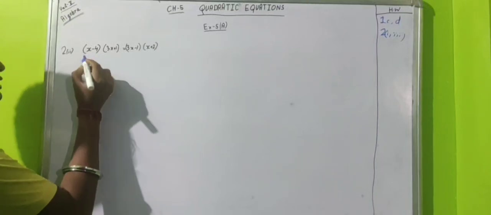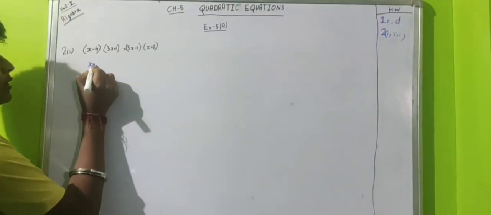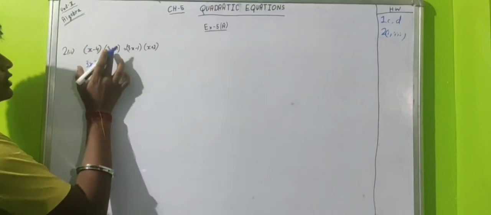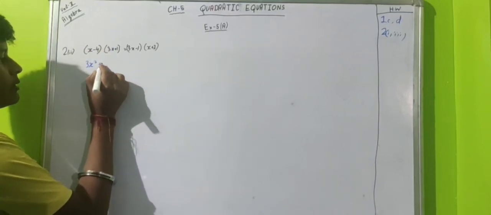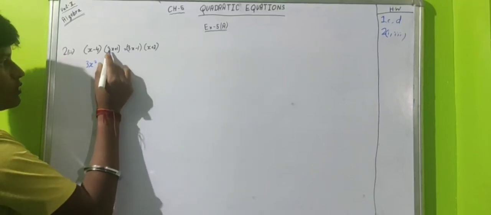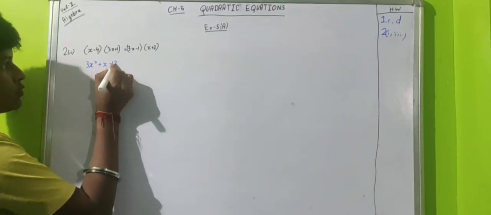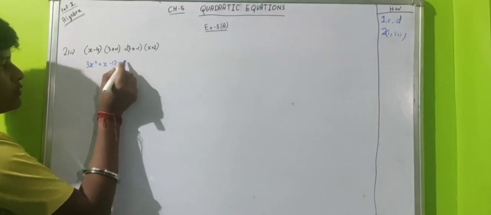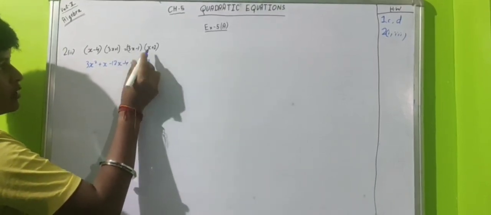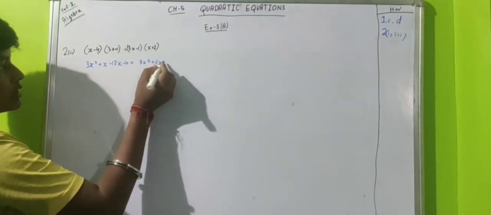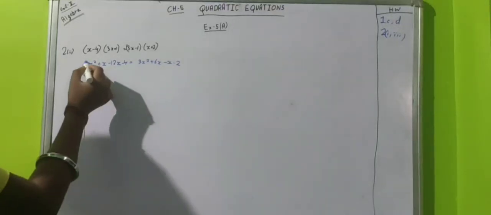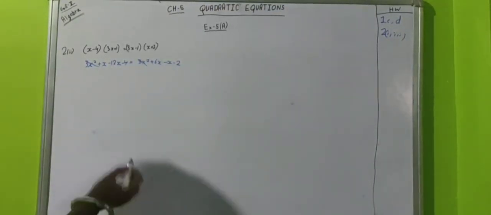First, open the braces. x into 3x will be 3x square. x into 1 will be x, minus 4 into 3x will be minus 12x, minus 4 into 1 is minus 4, equals 3x square plus 6x minus x minus 2. So 3x square will be cancelled.